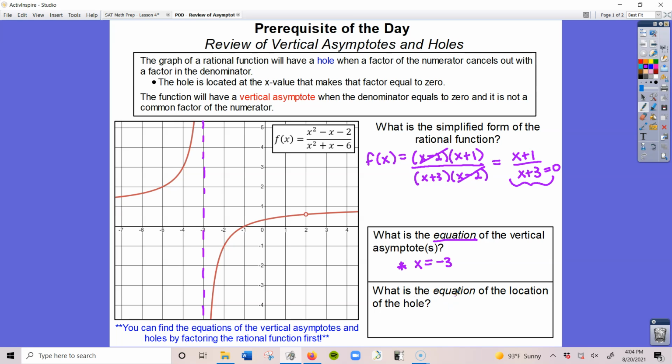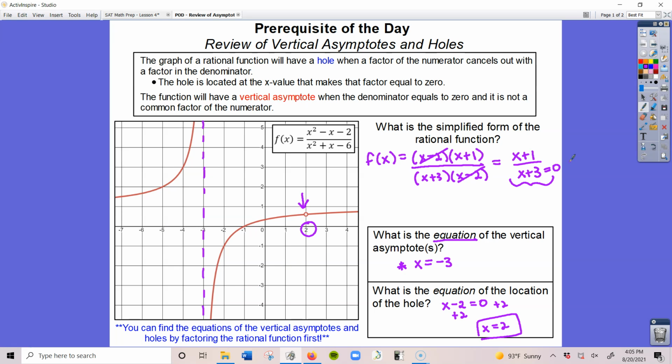Now we're going to write out the equation of the location of the hole. The hole is where you have those common factors. So the common factor here was the x minus 2. And we make that equal to 0. And now we solve for x, so I would add the 2 to both sides. And we get x is equal to 2. So this is the location of my hole, which as you can see on the graph is at x is equal to 2. So here we're using the graph to verify our results.